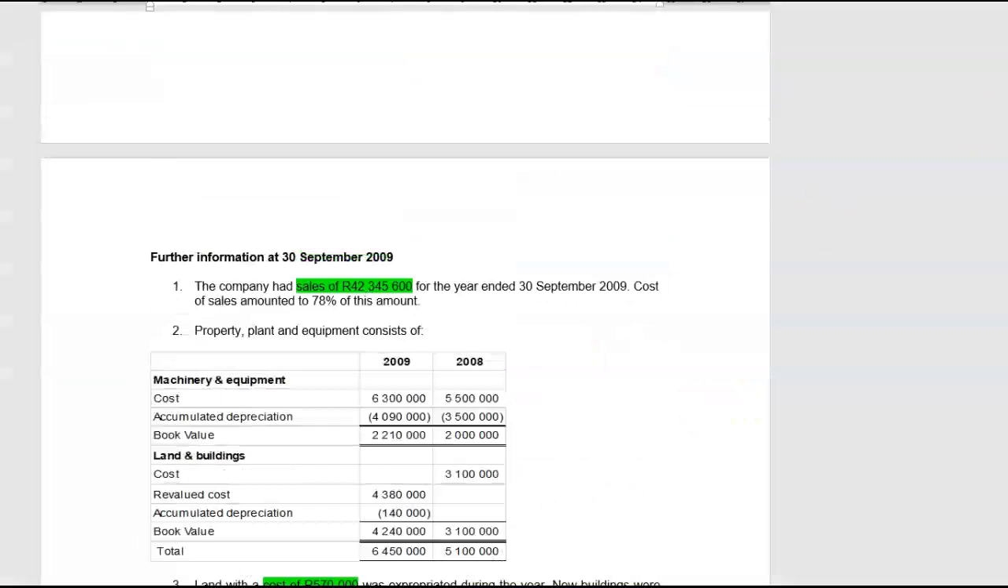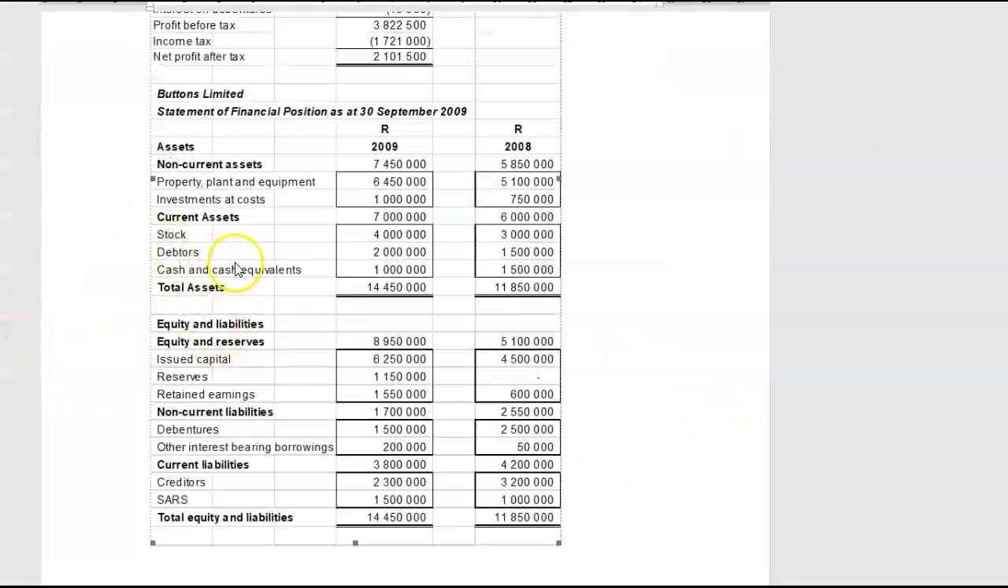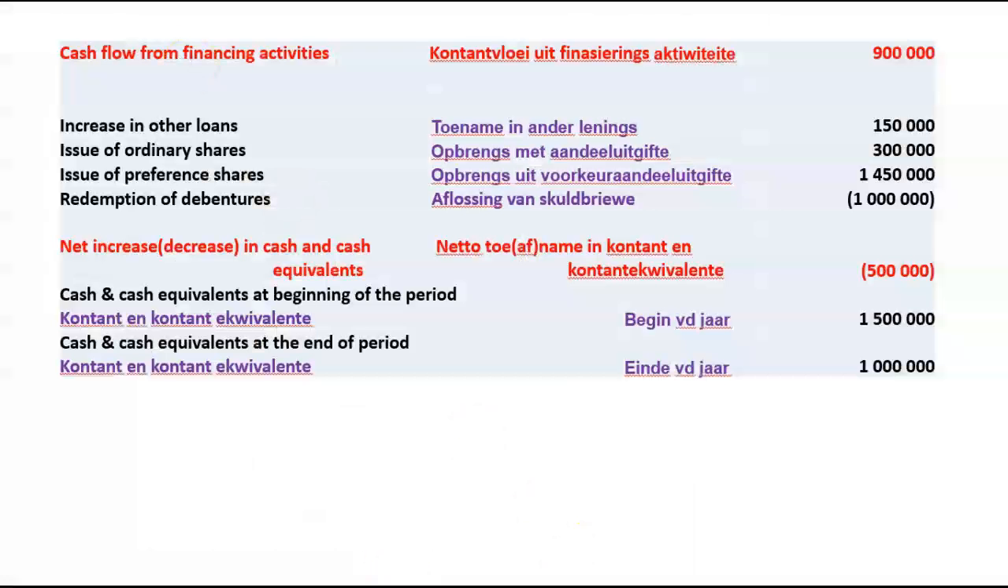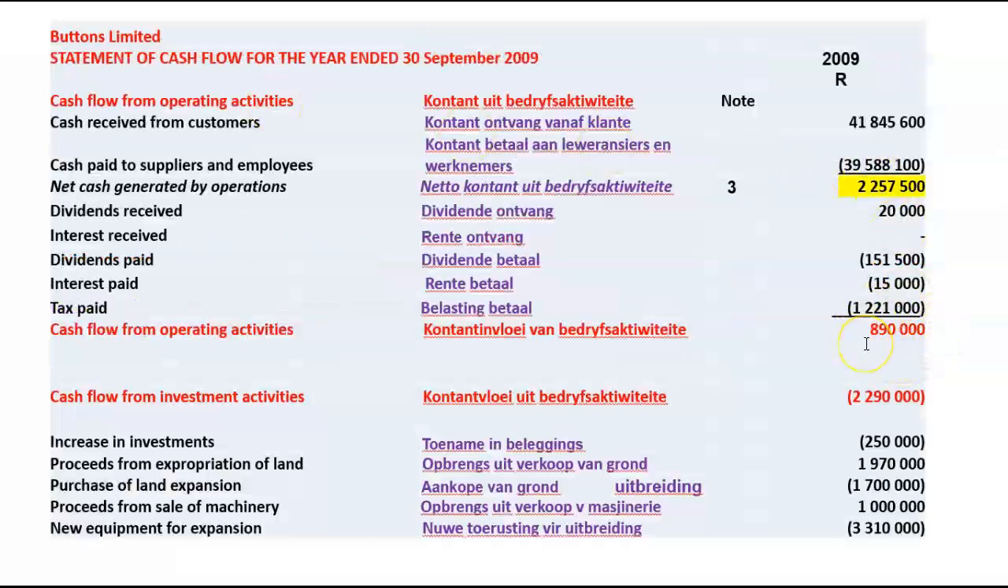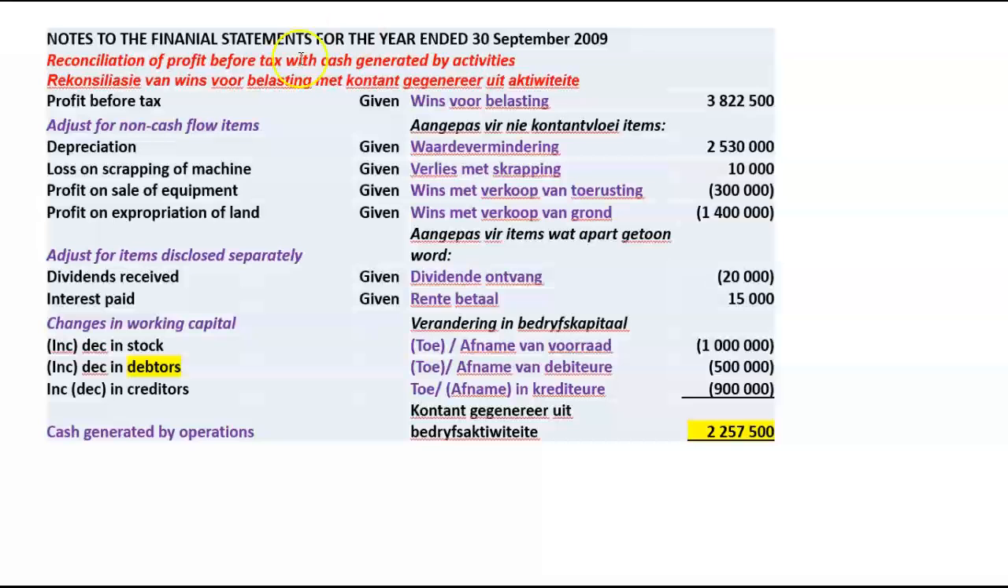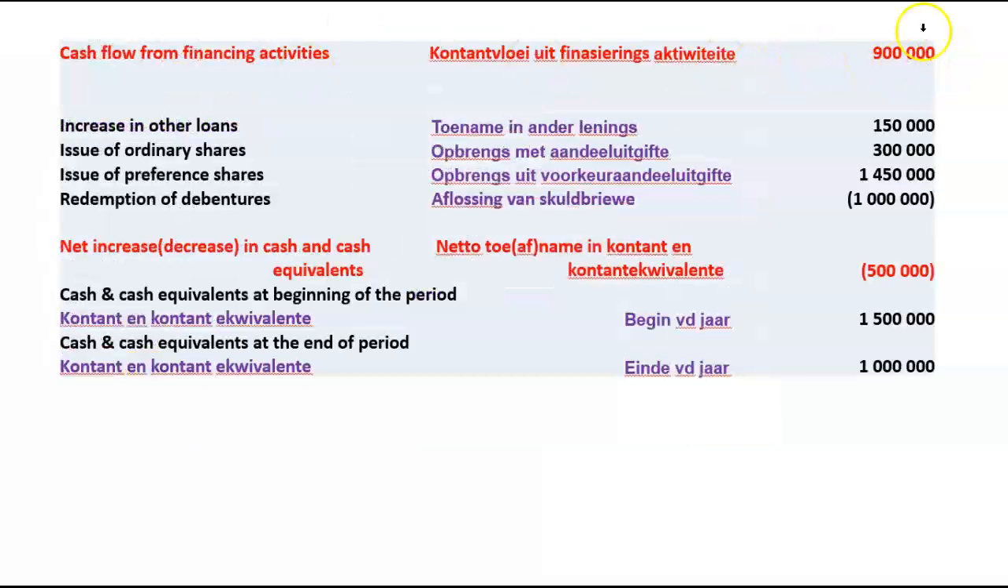Our last step is just our cash and cash equivalents. At the beginning of the year, 1.5 million. At the end of the year, 1 million. So there was a negative movement, a reduction in cash and cash resources of 500,000 for the year. If I now take my 890,000 positive, less cash outflow into investment activities of 2,290,000, plus my 900,000 cash flow from financing activities, and that must bring us back to this net outflow of cash of 500,000 rand.